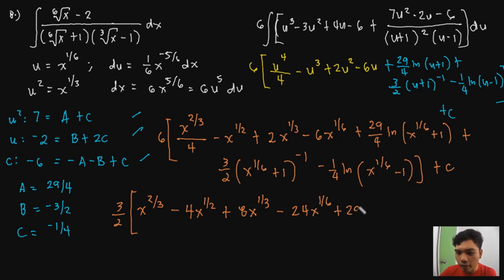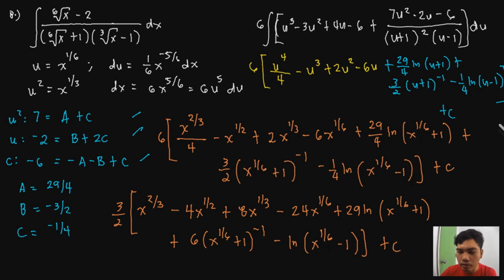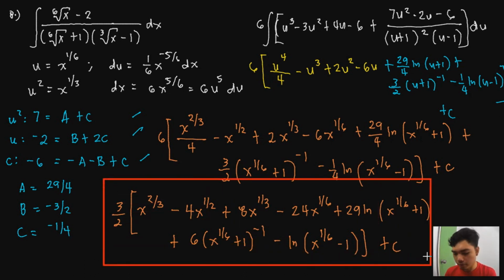That's 29 lang, ln of x raised to 1 over 6 plus 1, and then plus, so this is times 2 naman, so that is 6 times x raised to 1 over 6 plus 1 raised to negative 1, and then this will be 1 na lang siya, so ln of x raised to 1 over 6 minus 1, and then plus c. Okay, so this is our final answer for this problem. Medyo mahaba-haba yung solution natin dito, no?